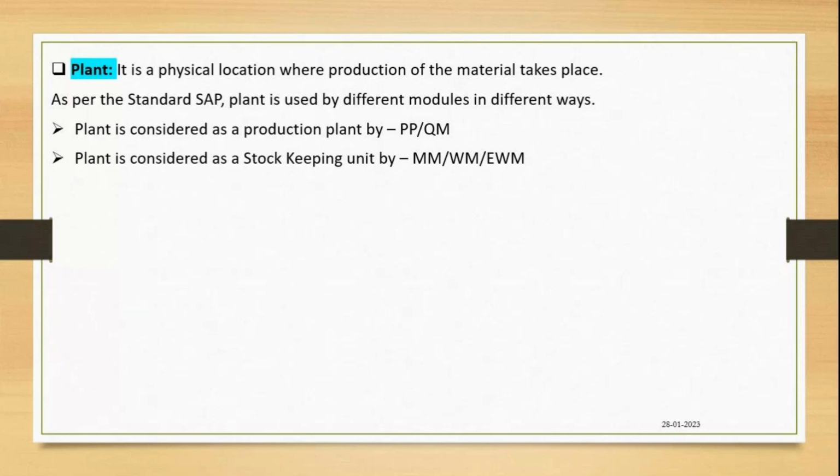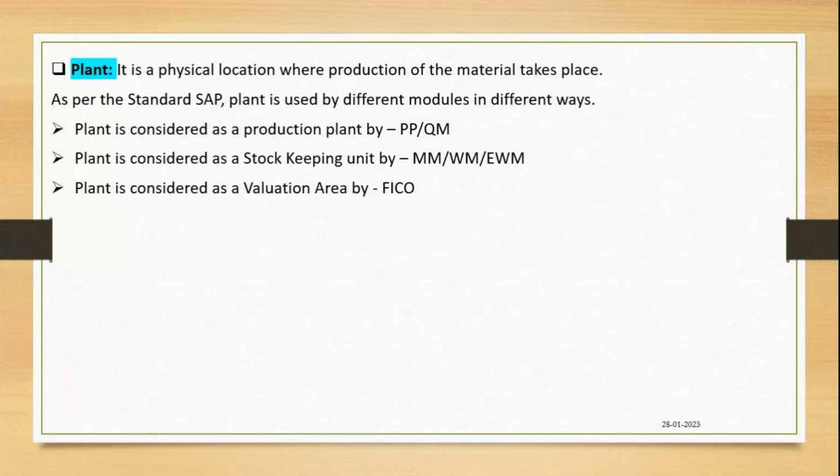And plant is considered as a valuation area by FICO. Whenever anything is coming into the plant, let's say raw material, or semi-finished product, or a finished product, FICO will make a note of it in the system. They call it a valuation area.